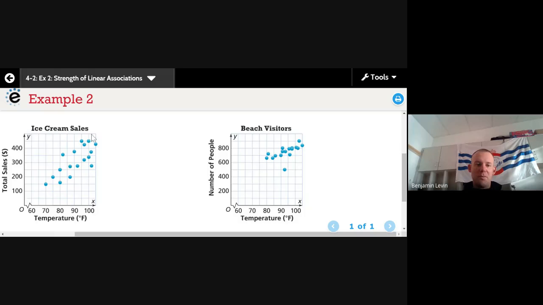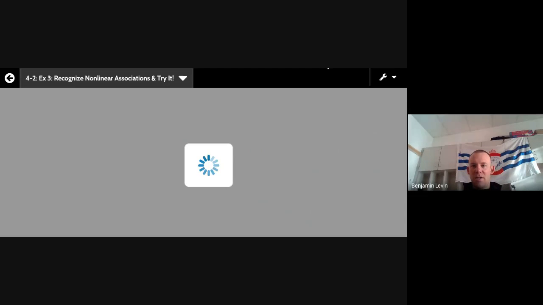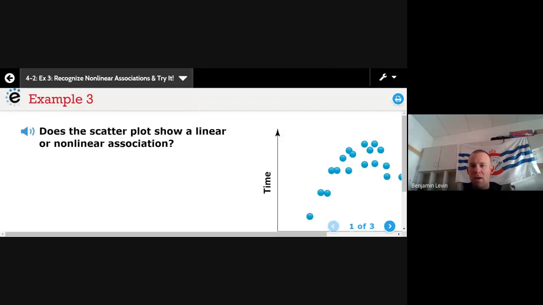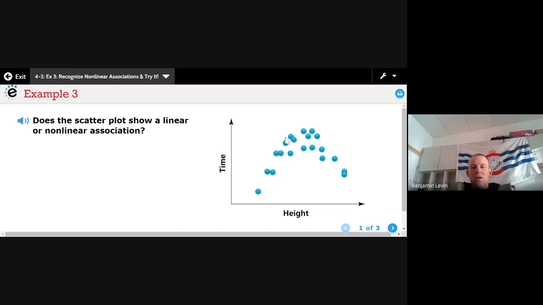I'm going to have to zoom out a little bit again. It's going to be way too big. There we go. All right. Does the scatter plot show a linear or nonlinear association? What do you guys think?